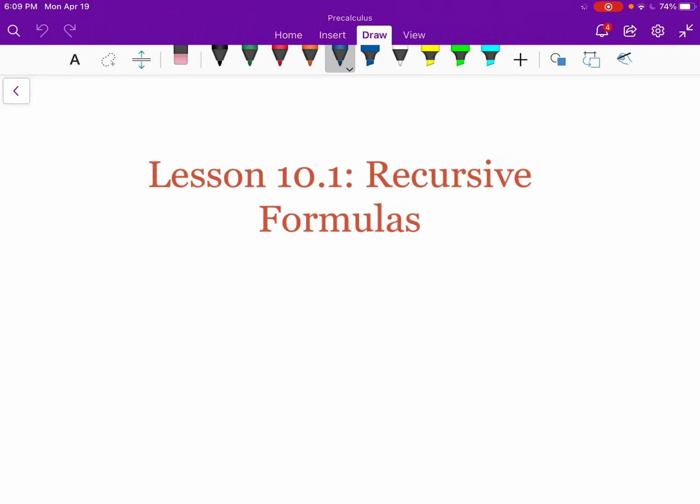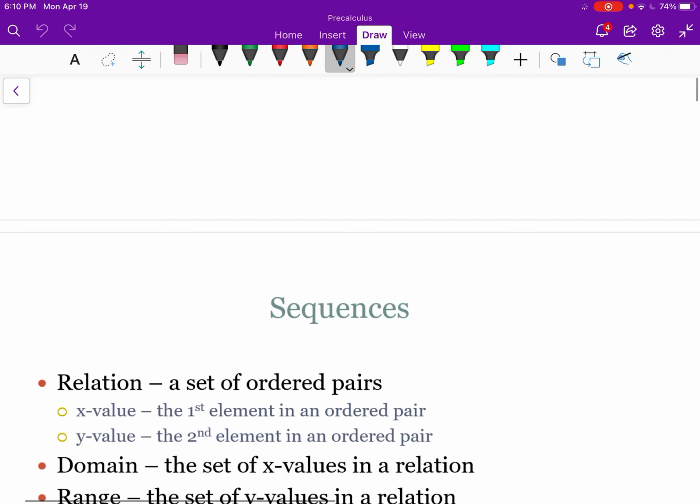Today is the day we learn about lesson 10.1, which is called Recursive Formulas. It's obviously the first lesson in chapter 10. We are going to have to look at some new terms that we will use throughout the chapter. So it's an introduction to the chapter and then also about recursive formulas.